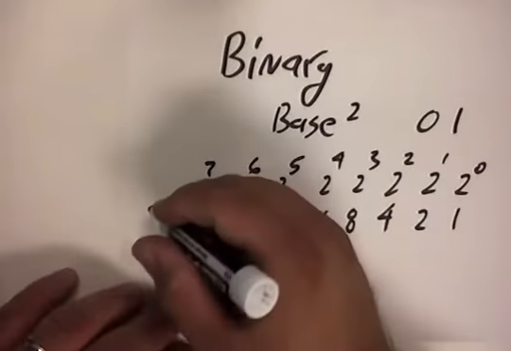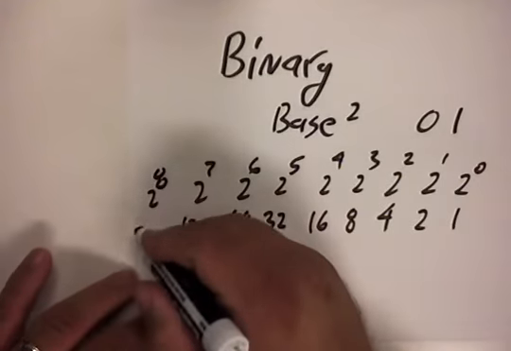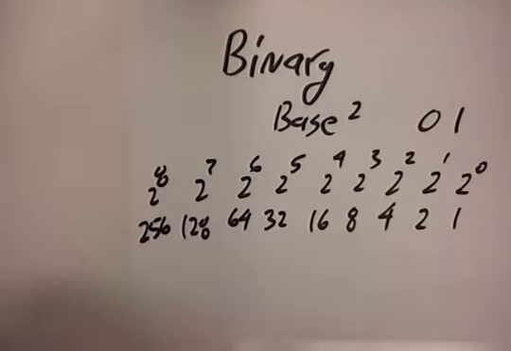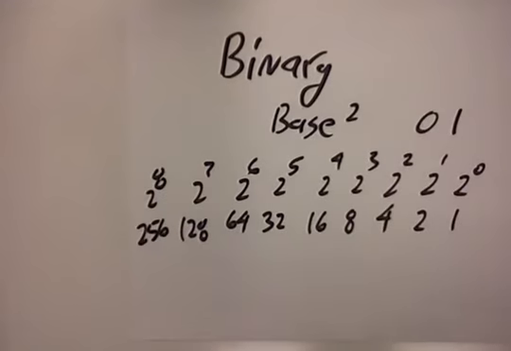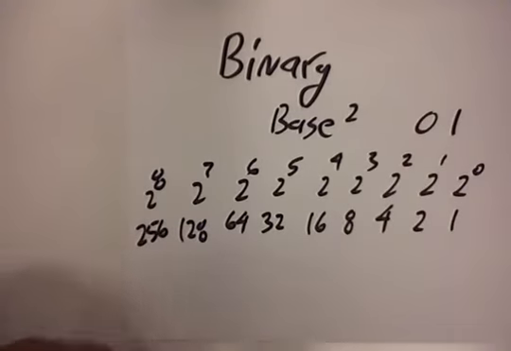There are additional place values. 2 to the 8 is the 256 place and so forth. It does continue, but typically 8 bits or 8 place values is enough to do what we want to do. So there's our binary number system.